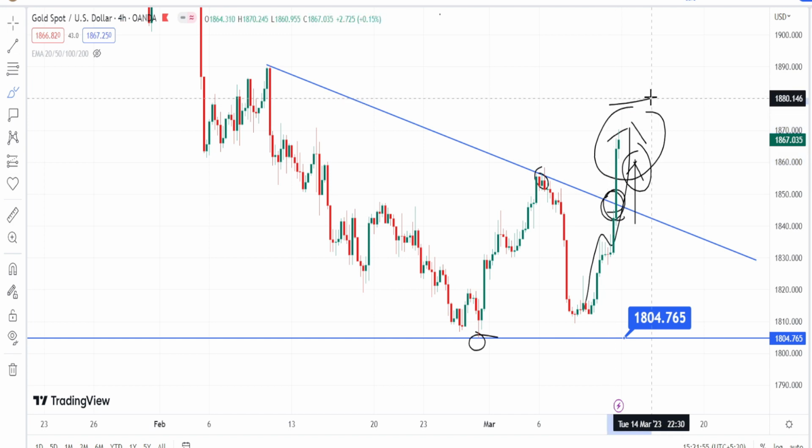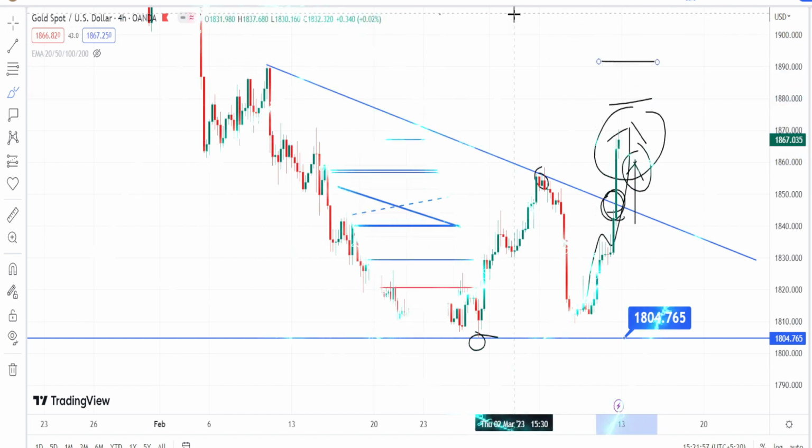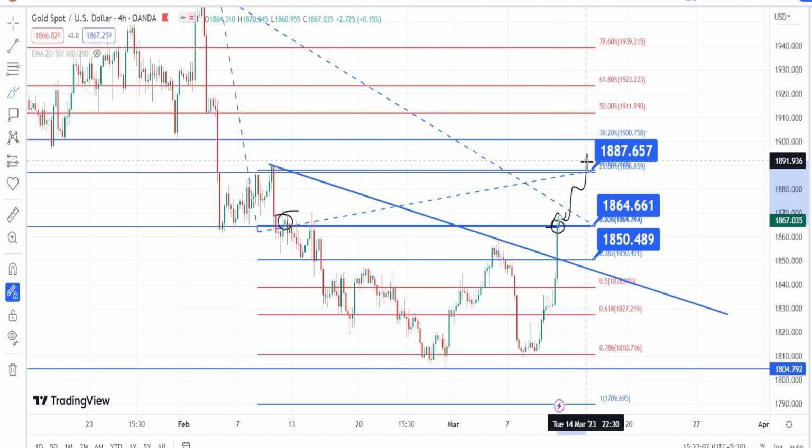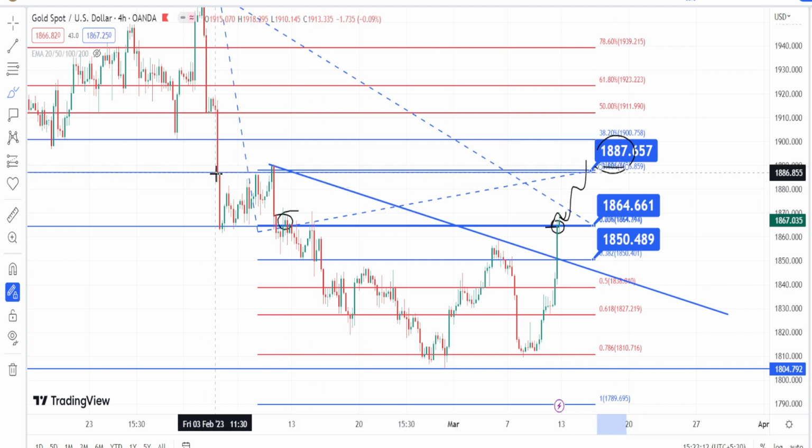So when we look at the next level of resistance, currently the price action is testing the previous resistance level. If the price action manages to sustain above this support level of 1864, we can expect the bullish trend to continue in 4 hours time frame, and the next level of resistance is going to be around 1887 or 1890. This whole zone is a very strong resistance zone from the past price action.